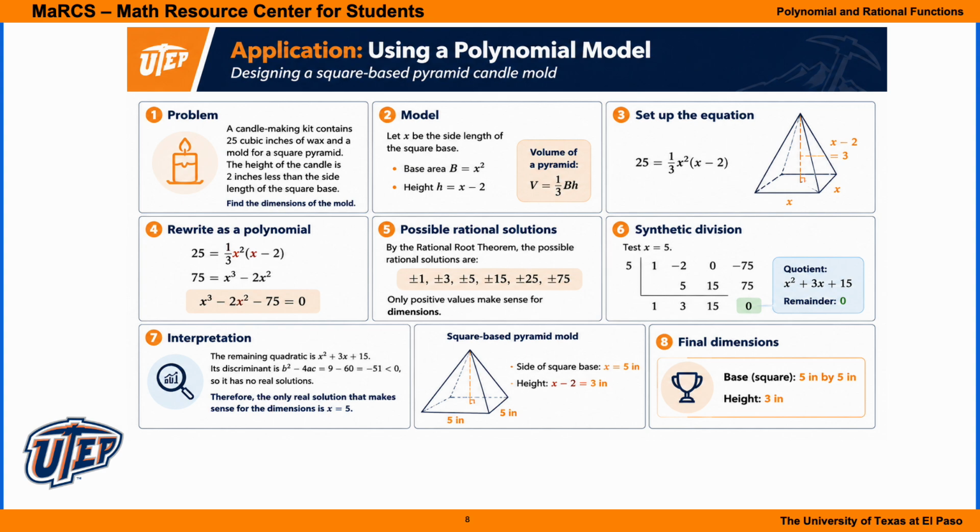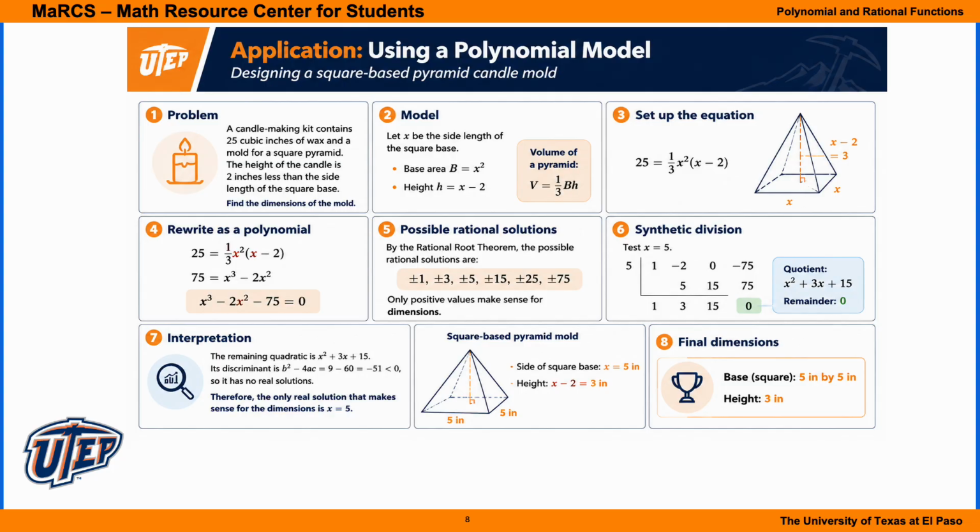So now we can set up the equation. We know we have 25 cubic inches of wax, so we set 25 equal to 1/3 of the base times the height. So the base was x squared times the height, x minus 2. So 25 is equal to 1/3 times x squared times x minus 2. So now we can rewrite this as a polynomial. We multiply by 3 on both sides, so that 25 times 3 is equal to 75, and we no longer have a fraction on the right hand side.